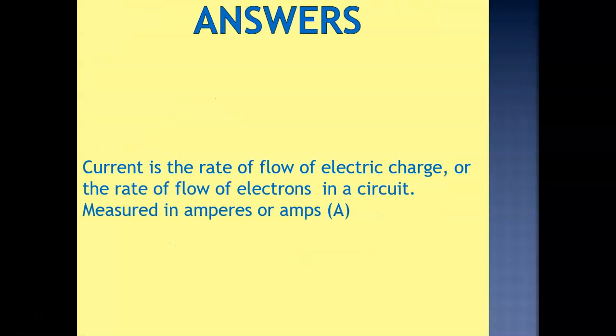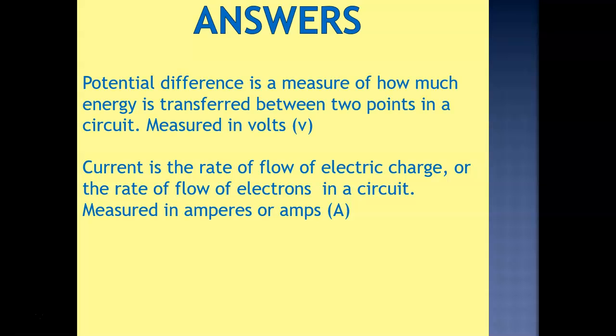Okay, so to go through these answers. First one, current is the rate of flow of electric charge, or the rate of flow of electrons in a circuit. It's measured in amperes or amps. Potential difference is a measure of how much energy is transferred between 2 points in a circuit, and that's measured in volts.